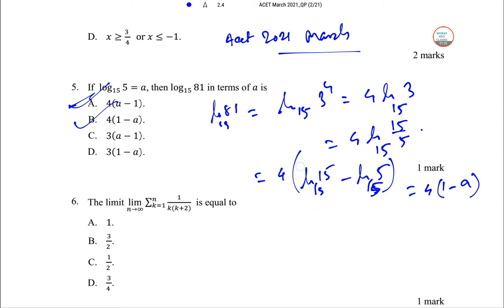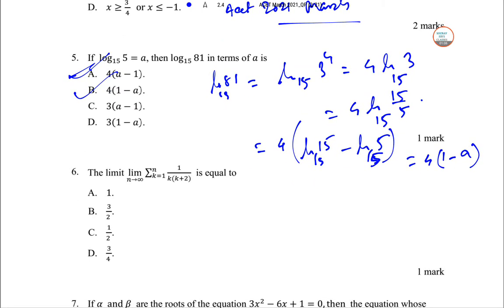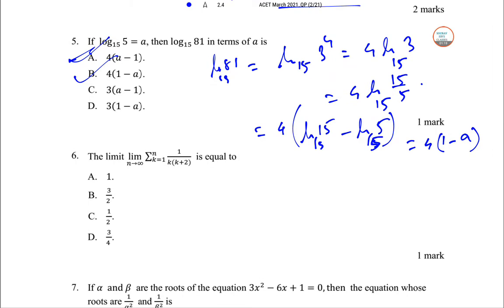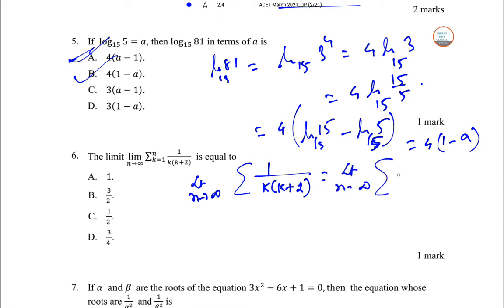Next one. There's a limit-based question, very interesting. So, limit with the summation. Limit n tends to infinity of the summation k equal to 1 to n of 1 by k into (k plus 2). So how are you going to do it? Let's split it. Limit n tends to infinity, summation of 1 by k(k plus 2), which we can write as 1 by 2 into (1 by k minus 1 by (k plus 2)). We can write it in this way.